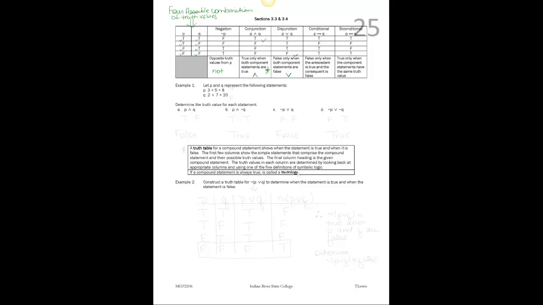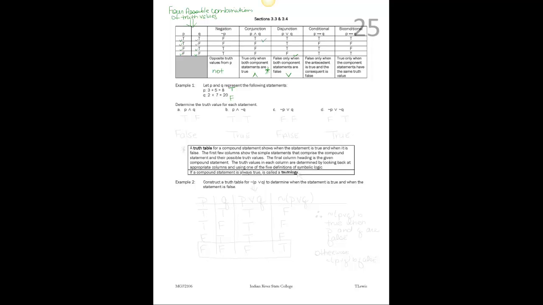Example 1, it says, let P and Q represent the following statements. P: 3 plus 5 is equal to 8. Well, first of all, let me ask you this. Is this a true statement? Yes, it is. So I'm going to put P beside this particular statement. For Q, we have 2 times 7 is equal to 20. Is that true? That would be false.